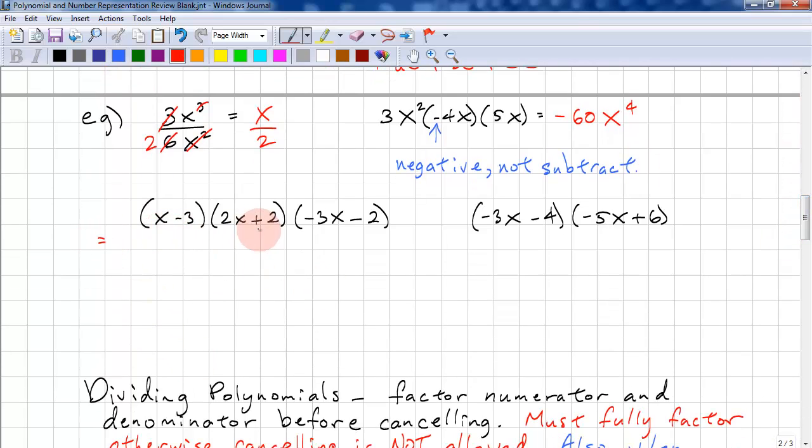Okay, here we have 3 binomials multiplied together. So let's multiply these two first, put brackets around it. FOIL: first, 2x squared; outer, 2 times x; inner, minus 3 times 2x, that's minus 6x; last, minus 3 times 2, that's minus 6.